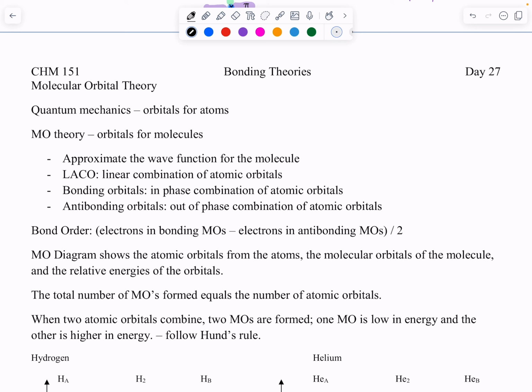All right, and so MO theory treats the molecule as having new molecular orbitals. And since we want new orbitals for the molecule, we approximate a wave function for the molecule instead of the atom. And so both theories, valence bond theory and MO theory, have their applications, and they both have their weaknesses, and they both have their strengths. All right, and so in MO theory, we talk about orbitals as waves, because orbitals are basically wave functions, and how they combine, right?